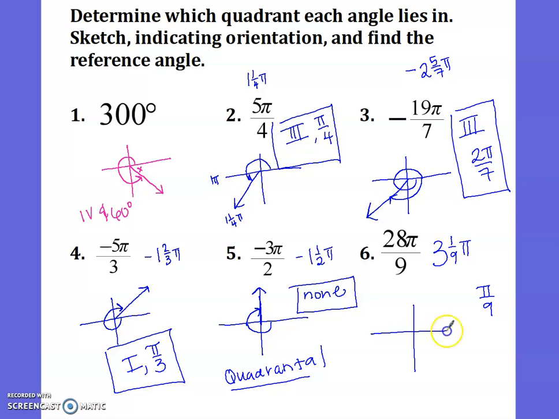Okay. But to figure out what quadrant it's in, so now I'm going counterclockwise since it's positive. This is 1 pi, 2 pi, 3 pi, 1/9 more, since that's less than a half. I do not go past the y-axis. So this is going to be in quadrant 3.